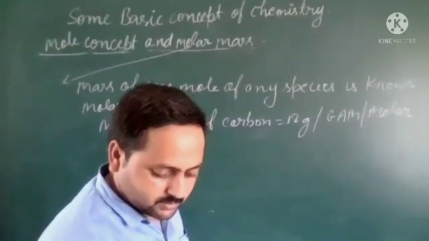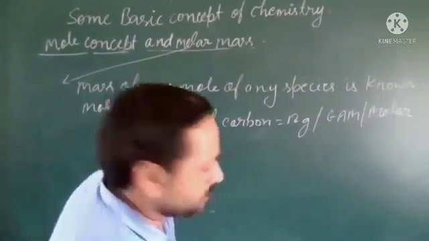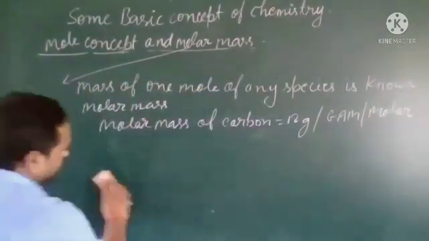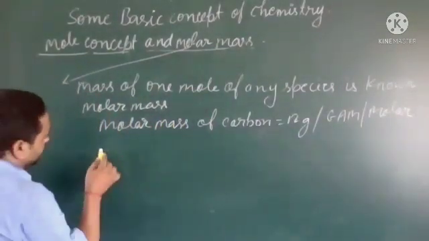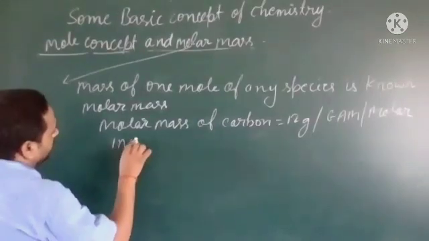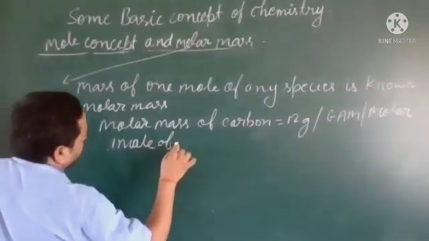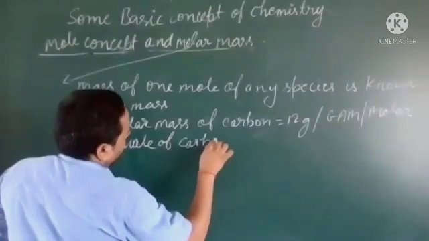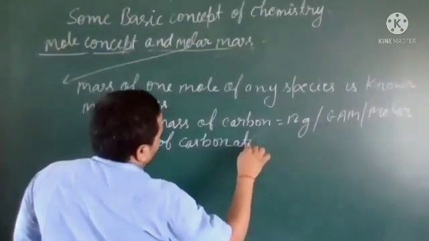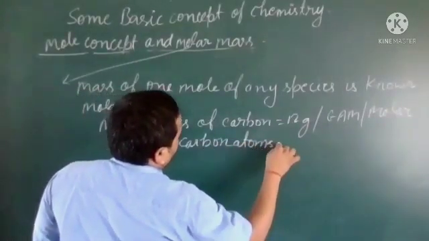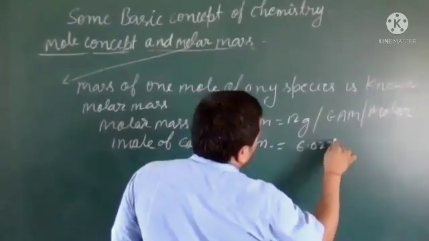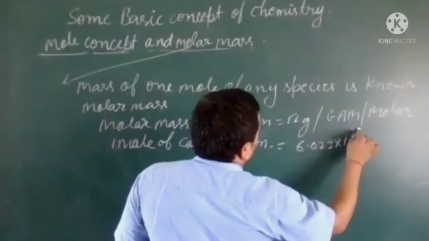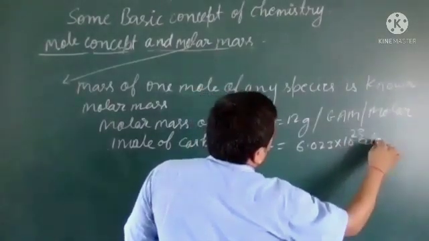Anybody has doubt about this? One question I will write here, just for your information. If I ask 1 mole of carbon atoms, what will be the number of atoms? 1 mole of carbon atoms will be 6.023 × 10^23 atoms.